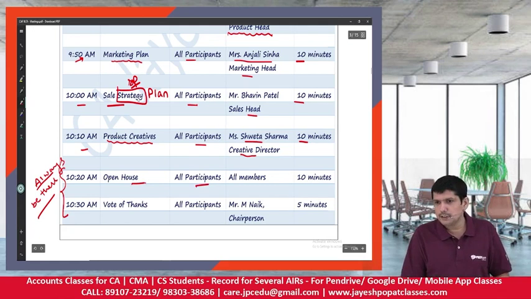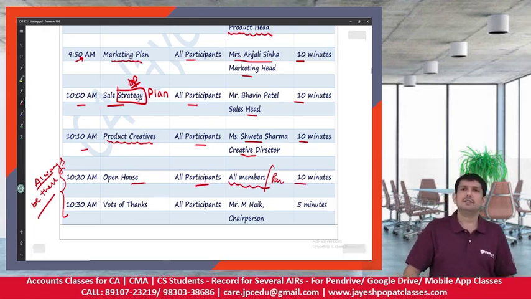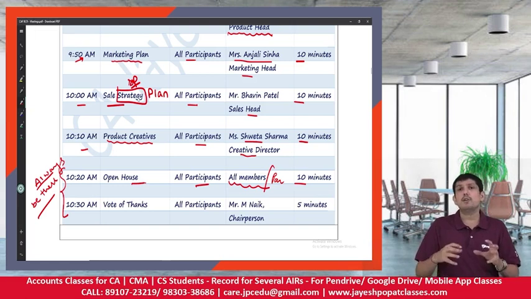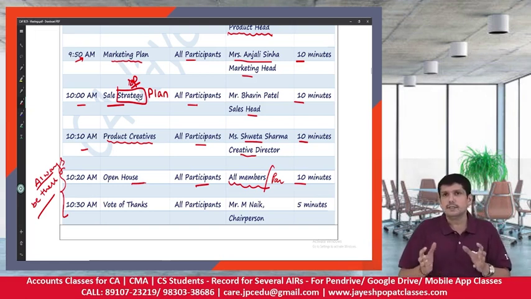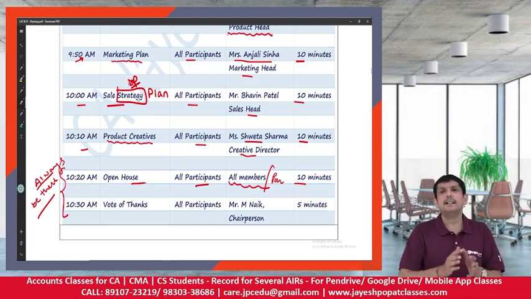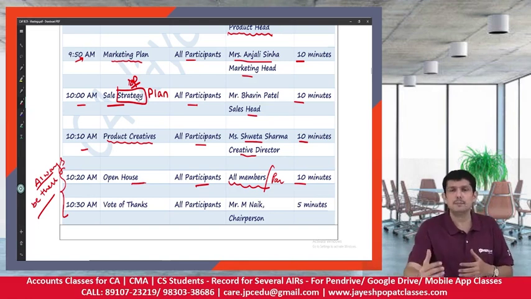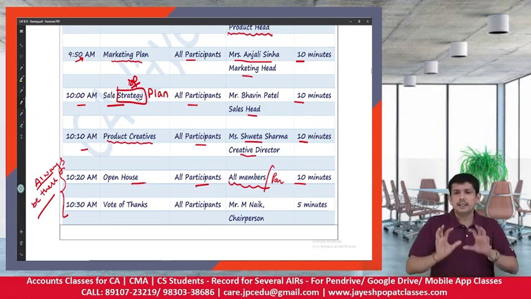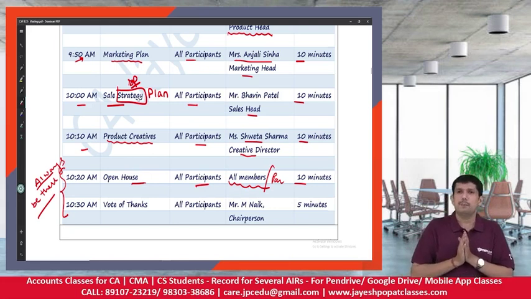All the participants will be there, and who will participate? All members or all participants, you could also write, and this will last for 10 minutes. This is basically if there are any doubts, if there is any concurrence required, right? If somebody has a better plan, right? If somebody wants to suggest some point of action, right? Then that could take place in the open house.